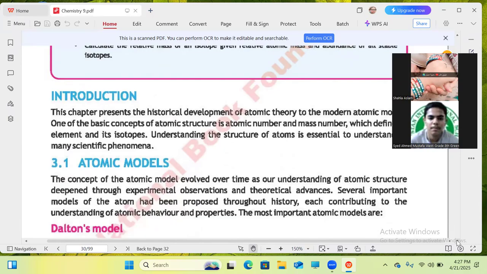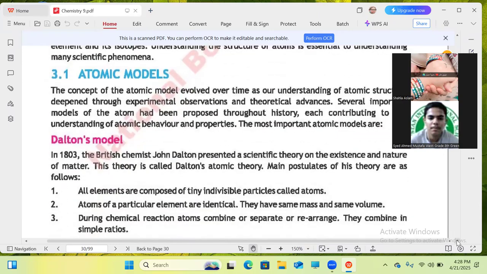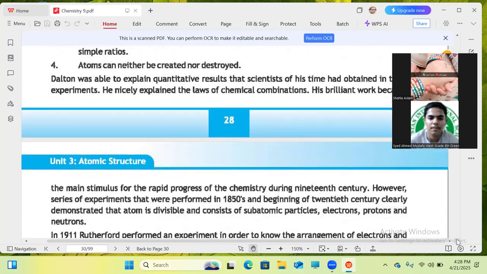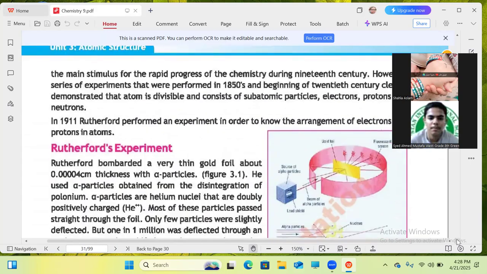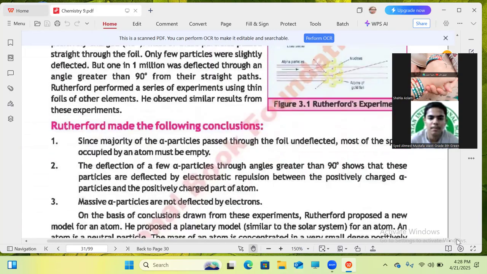Meanwhile, the structure of an atom is basically described by different scientists through their different theories or models as well. So first of all, we have seen the Dalton model, which describes the structure of an atom, but a few drawbacks were left in his model. Then we moved towards Rutherford's experiment. He also did great work in the field of chemistry on the structure of an atom.